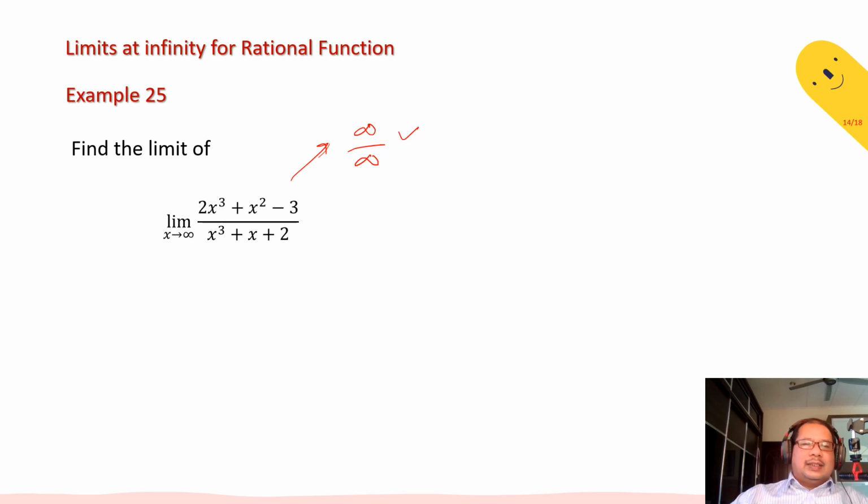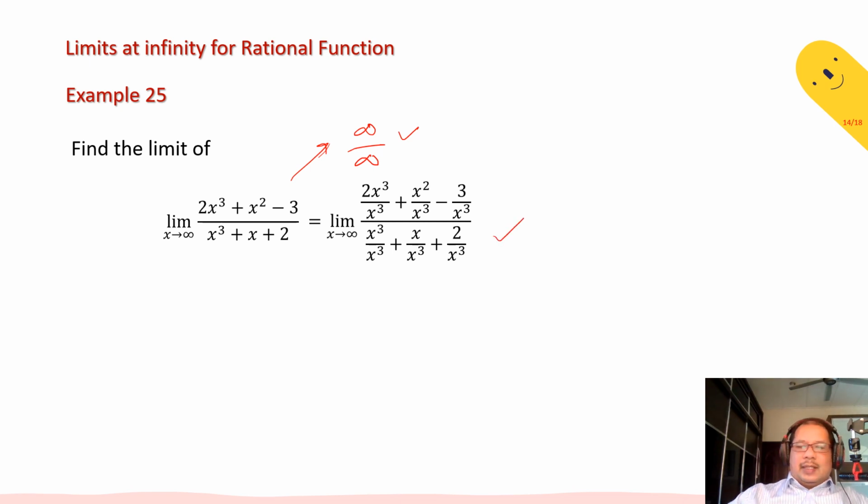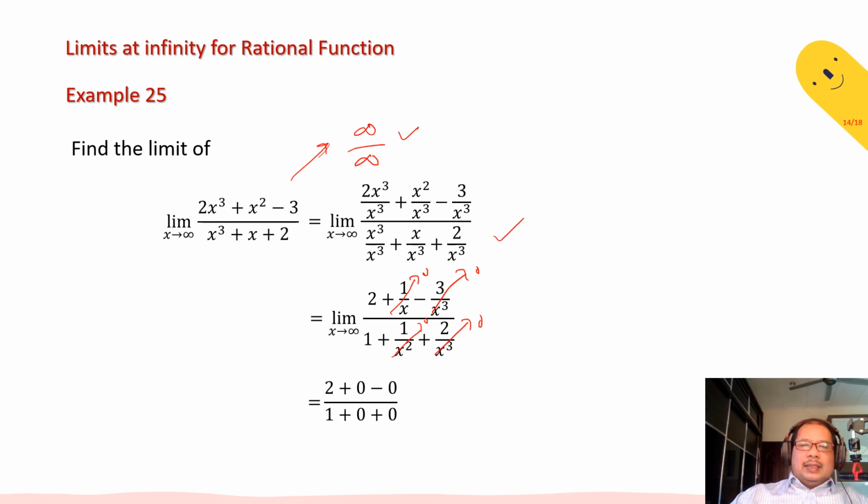So the highest power of the denominator is x to the power 3. Divide every term by x to the power 3. Okay, we get 2x cubed over x cubed plus x squared over x cubed minus 3 over x cubed, over x cubed over x cubed plus x over x cubed plus 2 over x cubed. After that, we simplify. But you know that the limit as x approaches infinity of 1 over x becomes 0. This is also 0, this is also 0, this is also 0, from the previous knowledge. Now we get the answer equal to 2 plus 0 minus 0 over 1 plus 0 plus 0. So the answer equals 2.